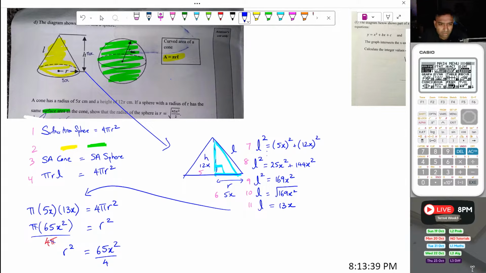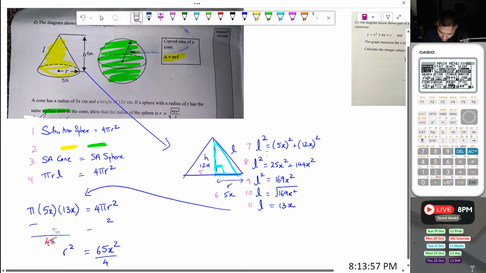Now, up the Chiefs. I think we're right. I don't think this is going to work out. I think we do need to have the surface area of the bottom part as well, because otherwise this question is not going to work out. Because r squared is 65x squared over 4, I don't know how that's going to equal 45x squared. So let's try this. We're going to add the bottom part in and see what happens.